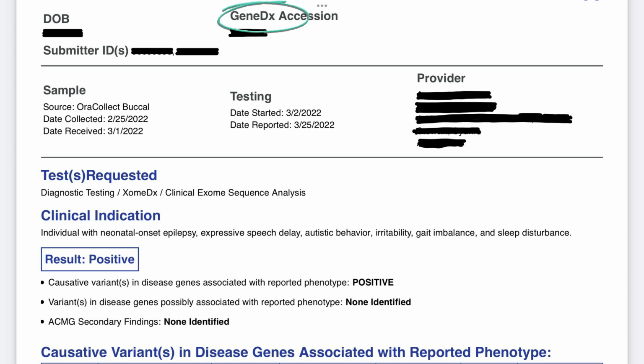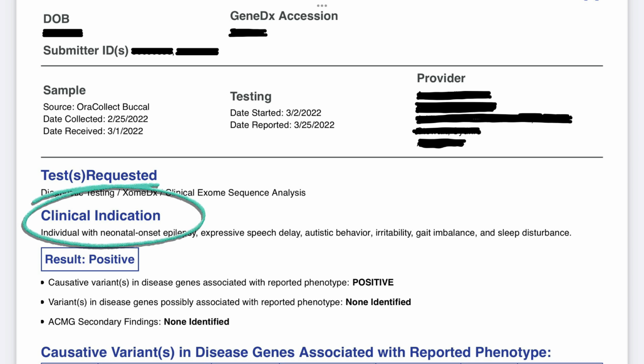But if you had exome sequencing performed at a different laboratory, it will look somewhat similar and will contain the same information. So at the top of the report will be the person's name who got the testing done, as well as the provider who ordered the testing. And as we move down, we'll see that this was a whole exome sequencing analysis as noted under test requested.